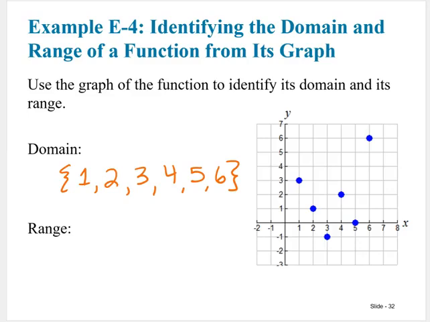So the lowest one I see is -1, comma, and then there is one at 0, and then there is one at +1, and there is one at +2, and one at 3. And then there's a gap. There's nothing at 4, there's nothing at 5, but there is at 6. So there is your domain and range for that function.